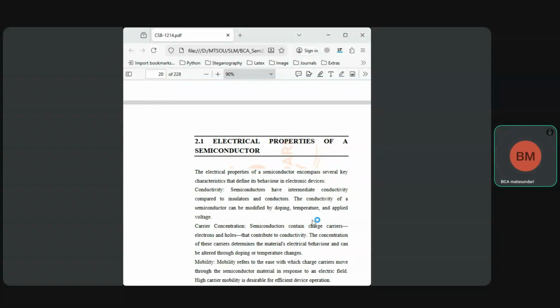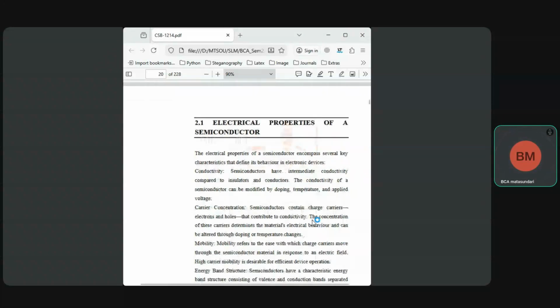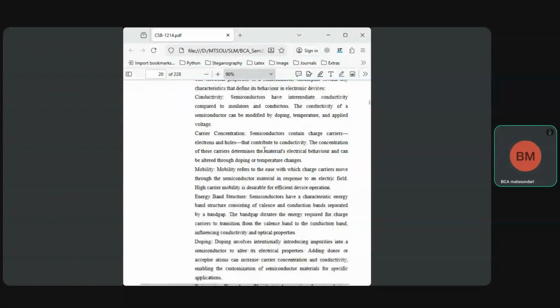Next is carrier concentration. Semiconductors contain charge carriers, electrons and holes, that contribute to conductivity. The concentration of these carriers determines the material's electrical behavior and can be altered through doping or temperature change.